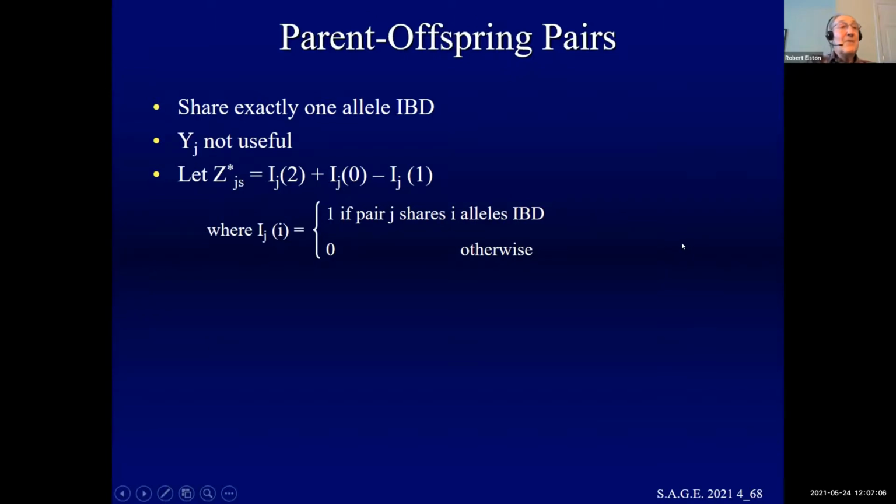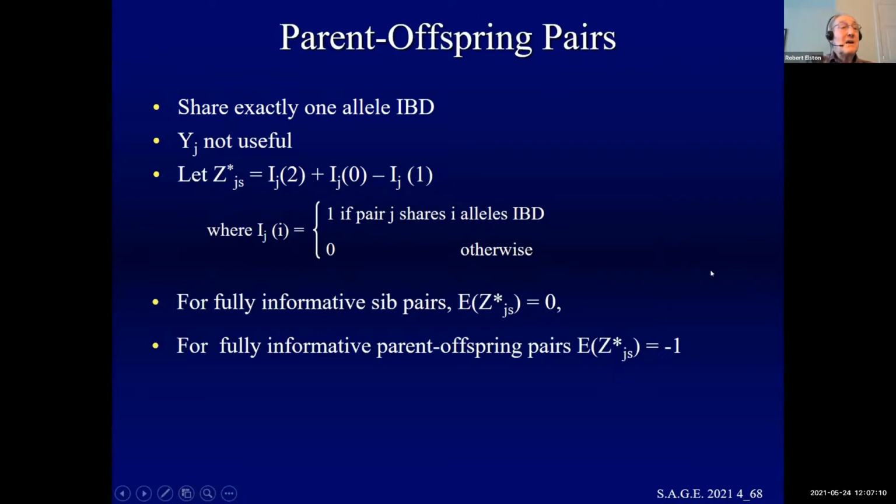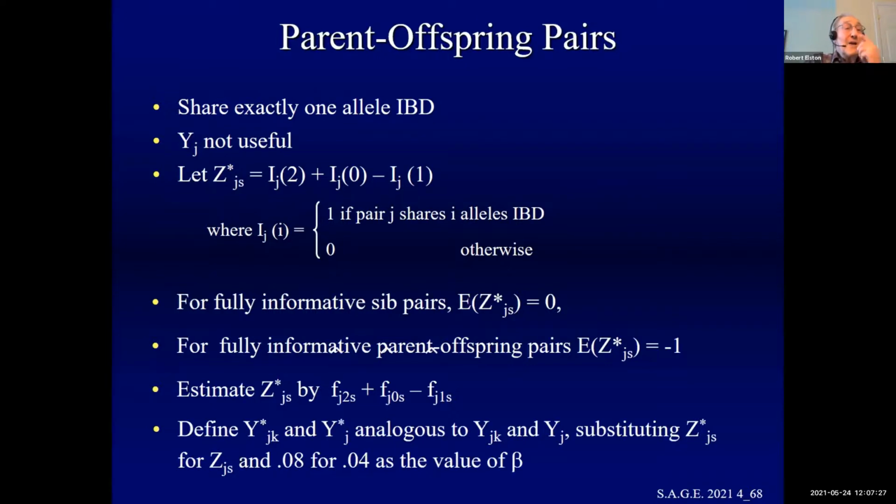Okay, and that works. For fully informative pairs, this has a mean value of 0, and the parent-offspring is minus 1. So we estimate this in the same kind of way, and we do everything similar. But now we have 0.08 instead of 0.04 as the value of beta.